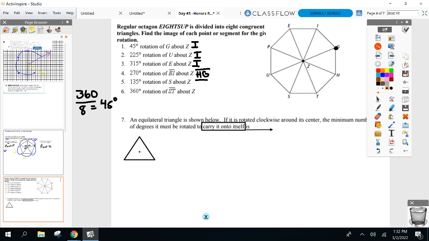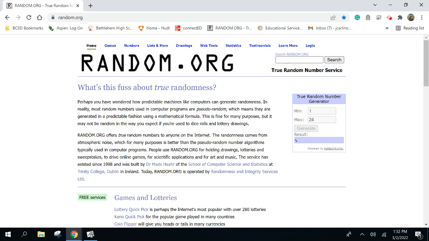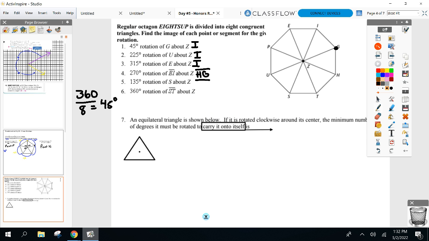And then how about point S going 135 now? Point S, 135. Point G. I don't know why I put a segment there.